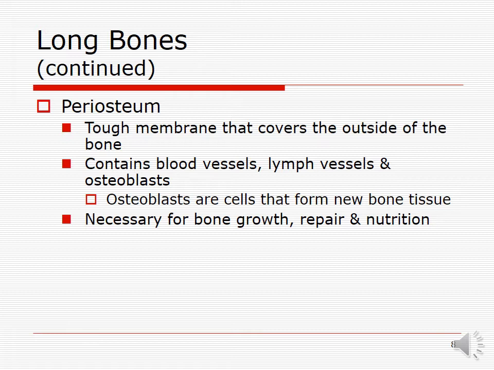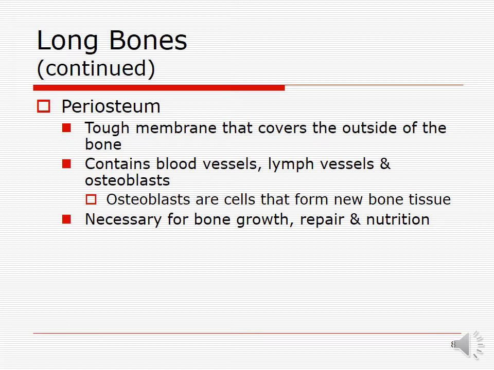Now in long bones, another portion is the periosteum, and that's a tough membrane that covers the outer aspect of the bone. And it is going to have blood vessels and lymph vessels. You'll learn a little bit more about those as we move through the different sections.